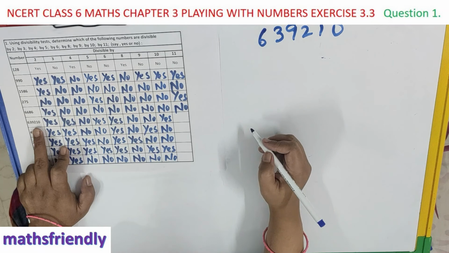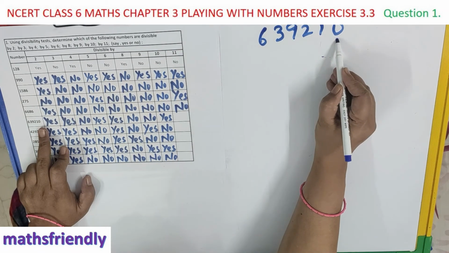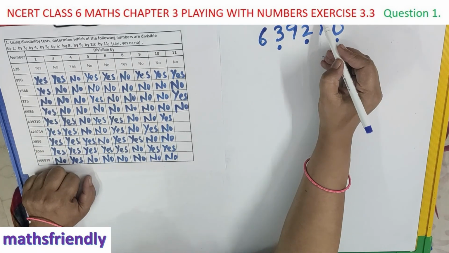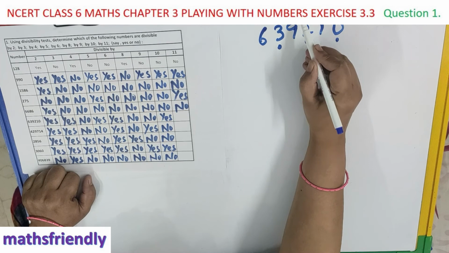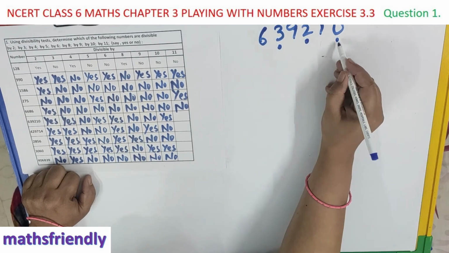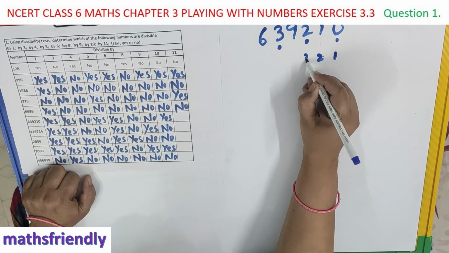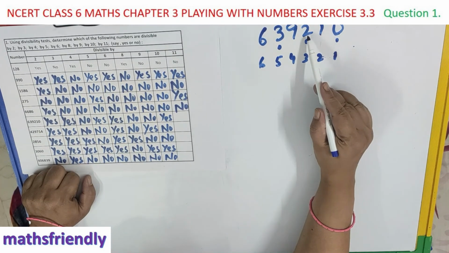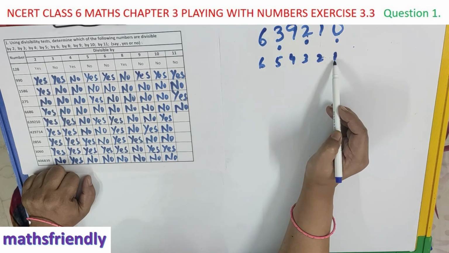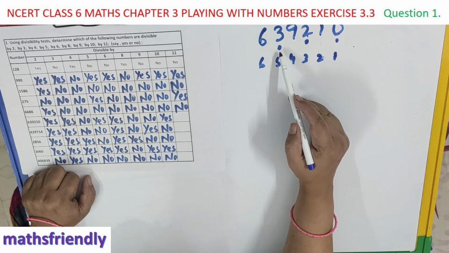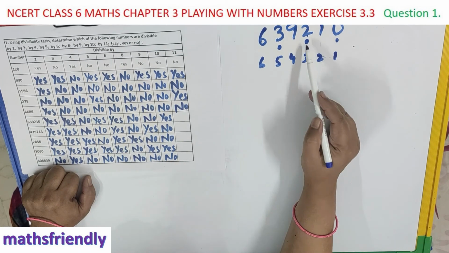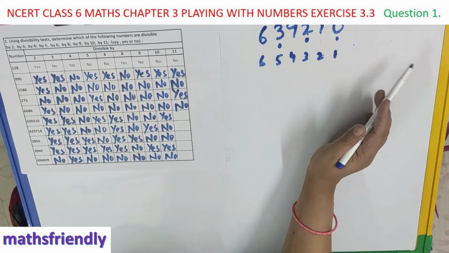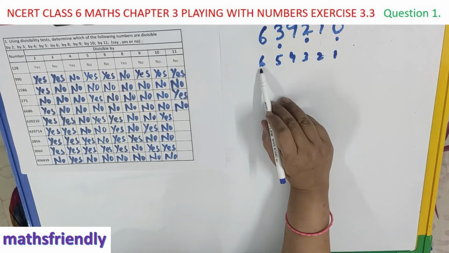639210. The digits at odd places are 0, 2, 3, and the digits at even places are 1, 9 and 6. This is the first place, second place, third place, fourth place, fifth and sixth. So this is an odd place, this is an even place, this is an odd place, this is an even place. Odd means 1, 3, 5 are the odd numbers. So these are odd places, and these are even places, because they are the second place, fourth place and the sixth place.